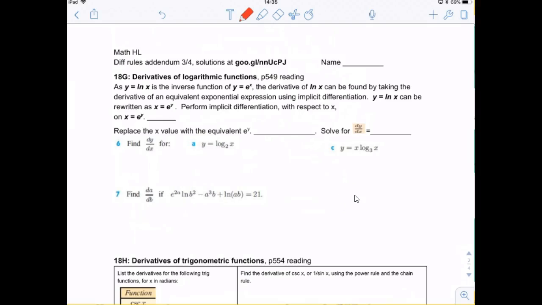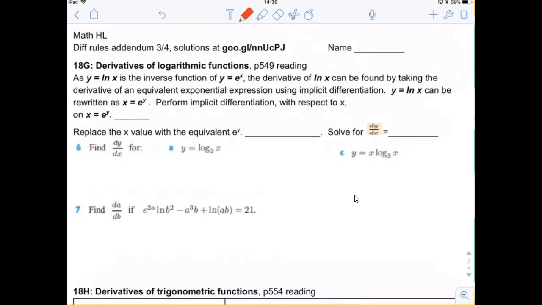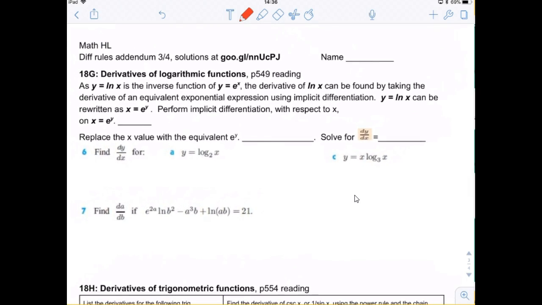Okay, we're going to talk about 18G. There's just a couple things in this section that were not in the SL book. First of all, now that you know how to do implicit differentiation, which is something that the SL book didn't teach, you can also now derive the derivative of natural log.